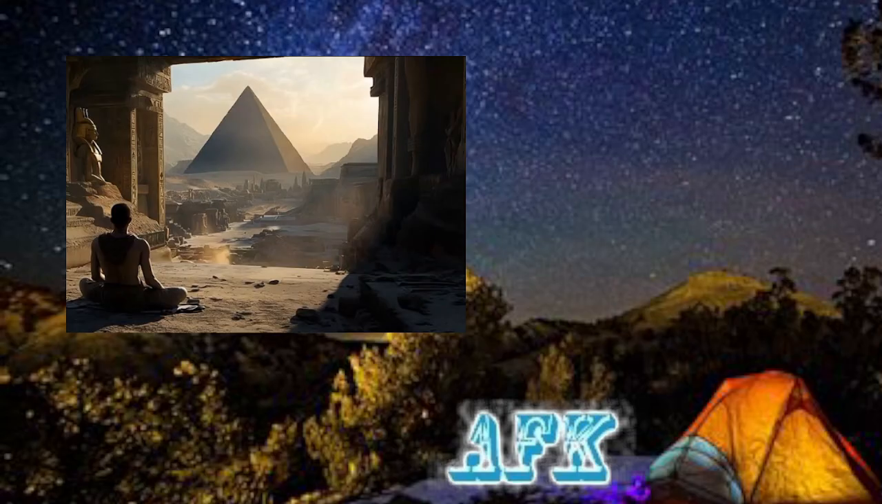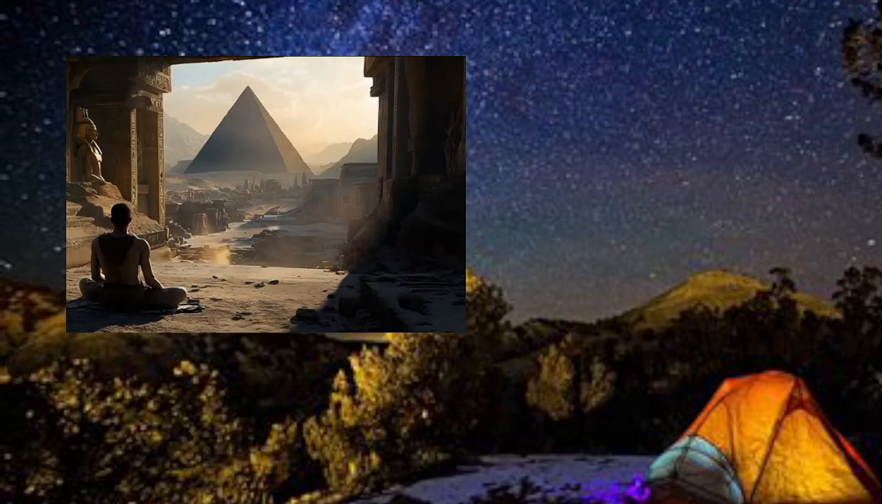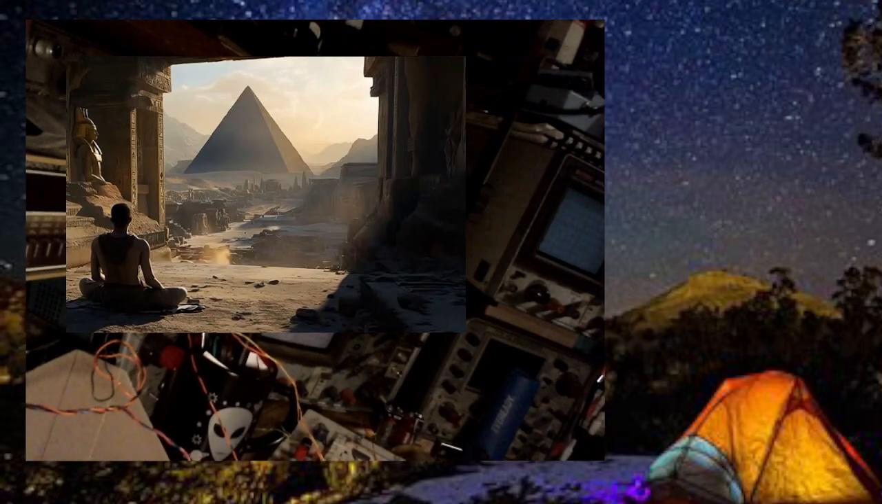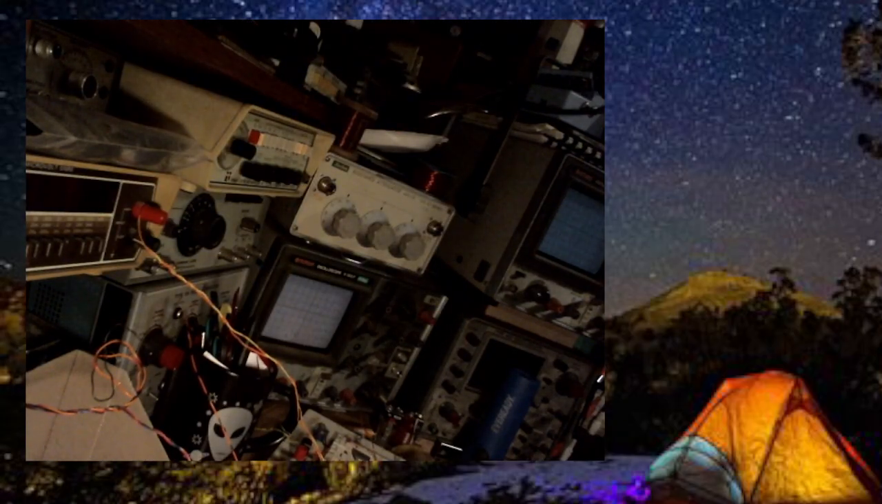Alright, let's get rid of this AFK sign. Now we want to look at the video capture. Then we don't want to look at a pyramid. And we'll probably get rid of the music, like so.